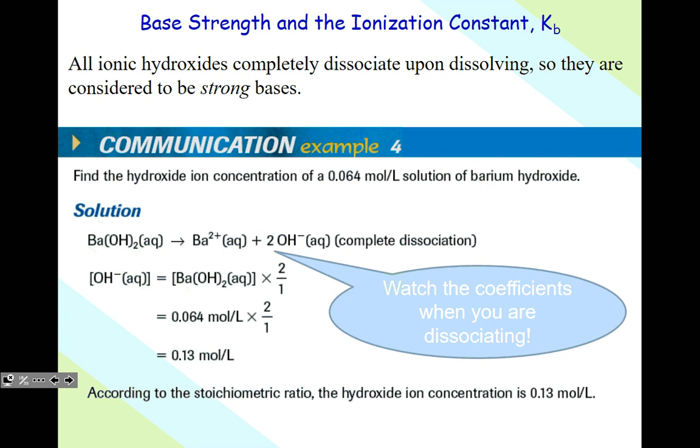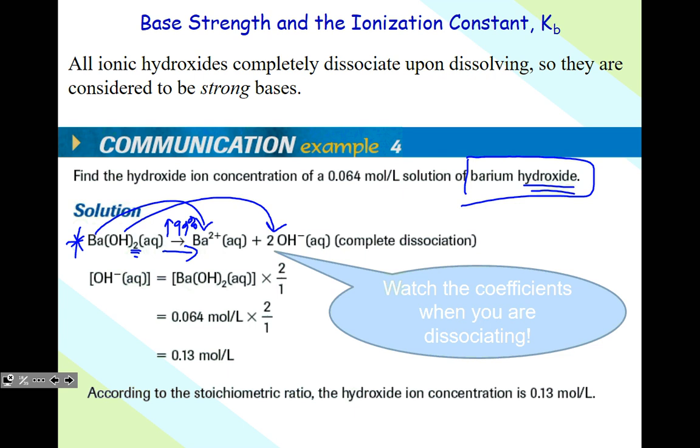So this is going to basically be a forward reaction. Let's take a look at this example. Find the hydroxide ion concentration of a 0.064 moles per liter solution of barium hydroxide. Barium hydroxide is a strong base because of the hydroxide. So now you have to dissociate barium hydroxide into one barium ion and, take a look at the subscript, 2 hydroxide ions. See, it's a one-way arrow. It's going to happen more than 99% of the time, so we say that it's quantitative.